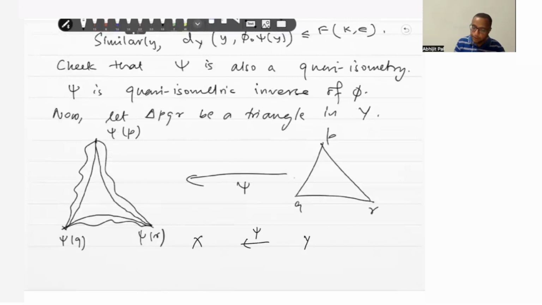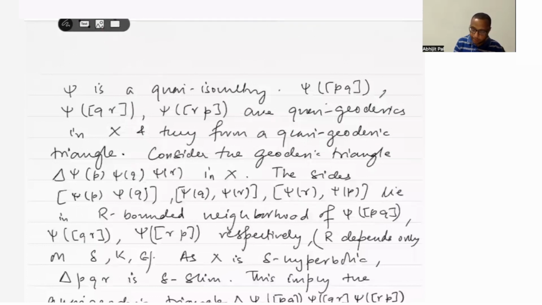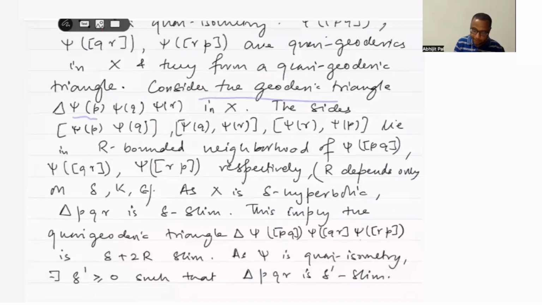Psi is a quasi-isometry, and psi will take the geodesic joining P and Q to a quasi-geodesic in X. So each side of this triangle will go to a quasi-geodesic. So in X, you will get a quasi-geodesic triangle psi P, psi Q, psi R. And because of the earlier proposition, you can take the quasi-geodesics to be continuous. So psi of PQ, psi of QR, psi of RP are quasi-geodesics in X, and they form a quasi-geodesic triangle. Now consider the geodesic triangle psi P, psi Q, psi R in X.